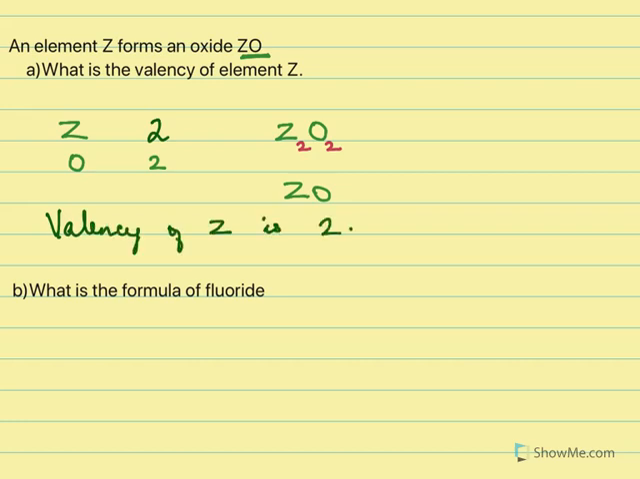Is 2. What is the formula of its fluoride? So Z valency is +2, fluoride is F-1. Crisscross, Z1F2. So ZF2 will be its fluoride.